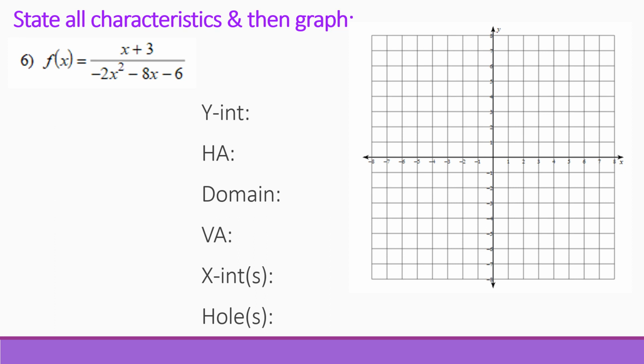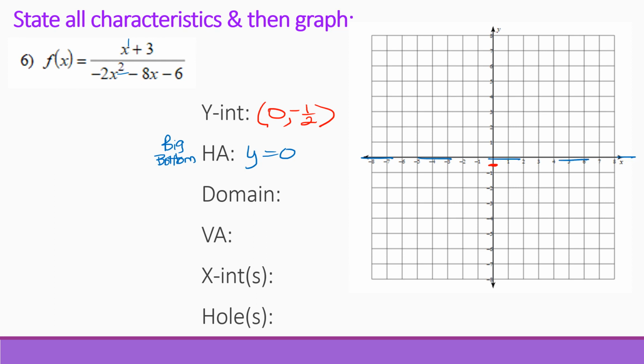Again, I personally like to do y-intercepts first. So when I substitute all of my x's with zeros, I get 3 over negative 6, which reduces to negative 1/2. So the y-intercept is 0, negative 1/2. We can now look at the horizontal asymptote. So again, we're looking at the degree of the numerator, x to the first, over the degree of the denominator, negative 2x squared. Since the denominator is the larger degree, then I'm going to have the horizontal asymptote y equals 0. That is the x-axis.